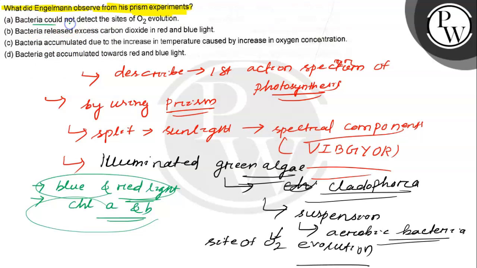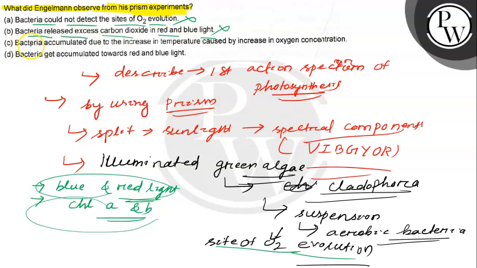The first option says that bacteria could not detect the site of O2. This is wrong here, because the suspension of aerobic bacteria detects the site of oxygen evolution. Option B says that bacteria release excess carbon dioxide in red and blue light. This is also wrong, because they released excess oxygen in the red and blue light.